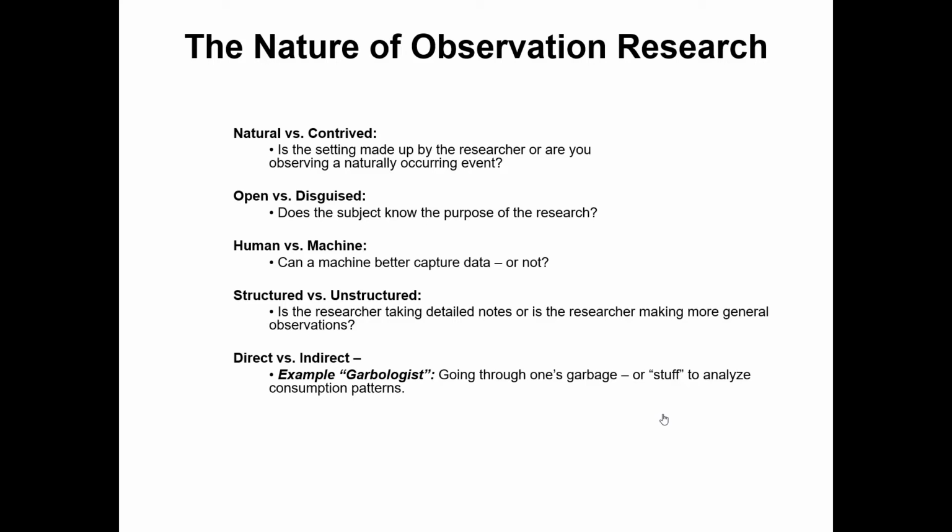The other type is less open, it's disguised. Usually in the case of experimentation, which we're going to talk about next week, they don't know the purpose of the research. It's disguised, it's hidden. So that's open versus disguised. The third angle is looking at whether we use a human or a machine to capture data.